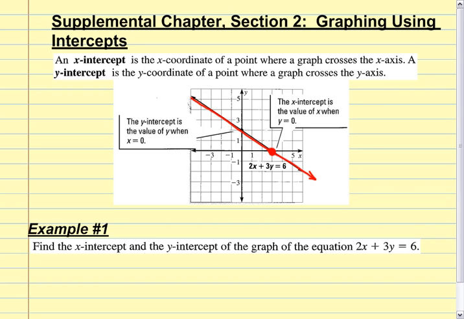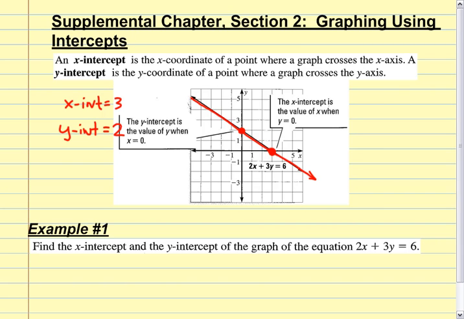What's the x-coordinate of that point? Can you see it? 3, 0. Its y is 0. What's its x? 3. So the x-intercept of this graph is 3. X-intercept equals 3. Can you tell me, just given that information, what do you think the y-intercept is? Oh, 2. It's 2. Where does it cross the y-axis? The y-intercept equals 2.